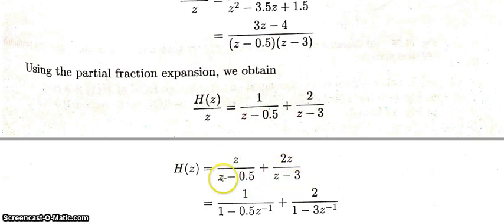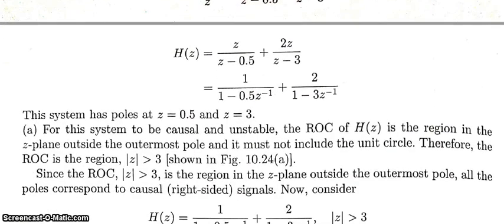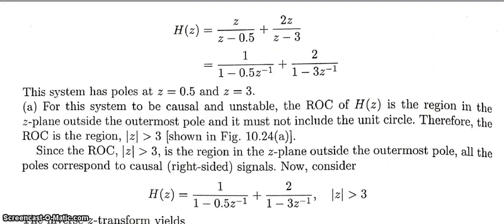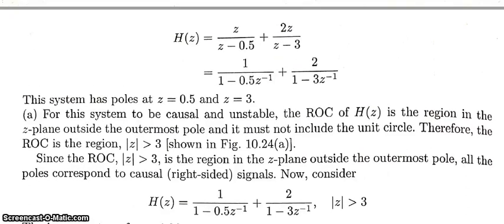Again, take z outside from numerator and denominator. We can express it in this form: 1 divided by 1 minus 0.5 z inverse plus 2 divided by 1 minus 3 z inverse. Now the poles, as I have already said, are located at z equal to 0.5 and z equal to 3. Now, for this system to be causal and unstable, the condition.